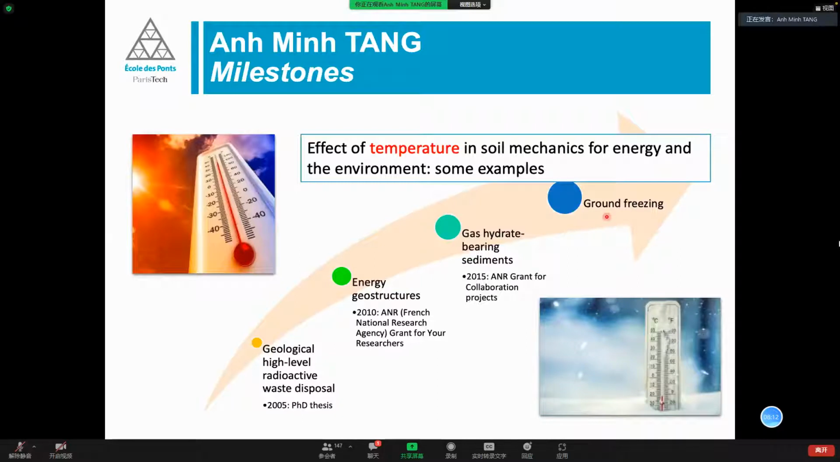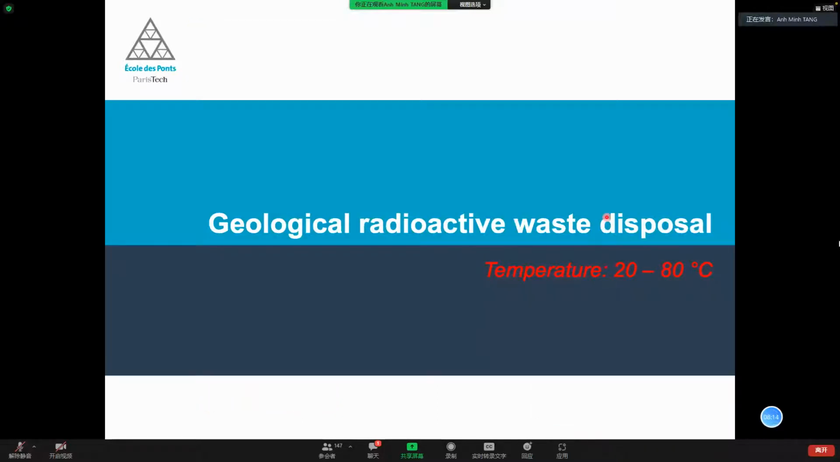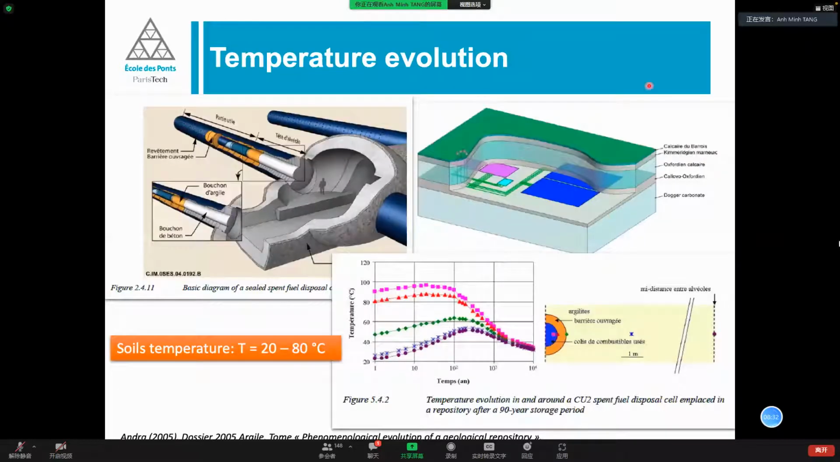First, I would like to present some results from our group around geological radioactive waste disposal. The range of temperature is between 20 and 80 degrees for this research. Just a background for those who don't know about this topic.